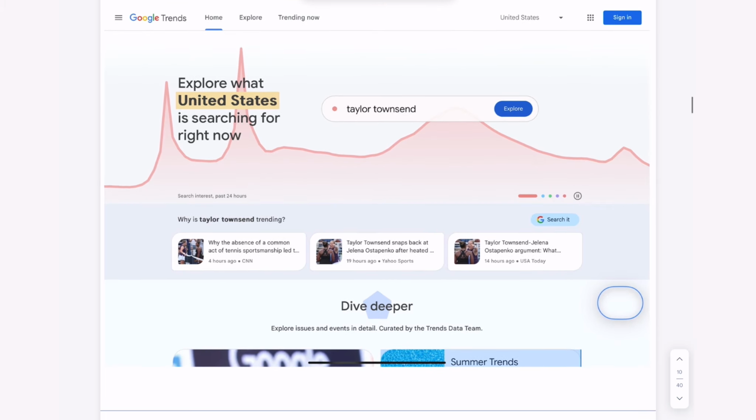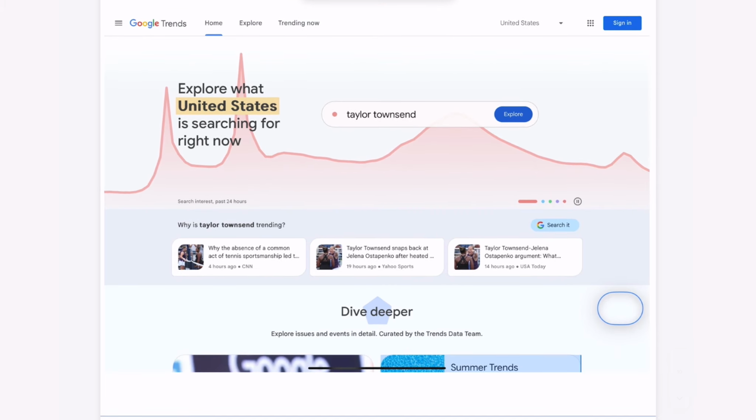Okay, so who's seen this page before? It changes like every year, but okay. So this is Google Trends, and this was Google Trends as of an hour ago.